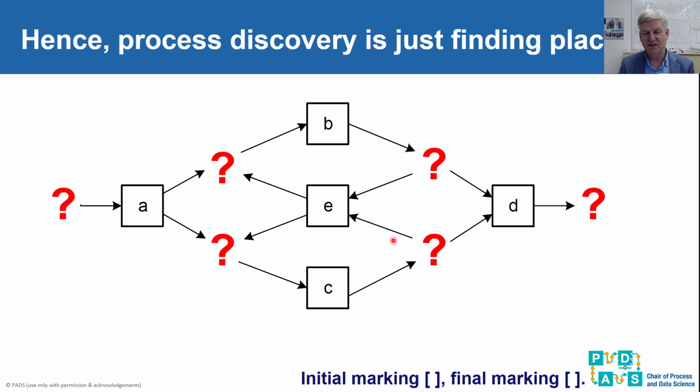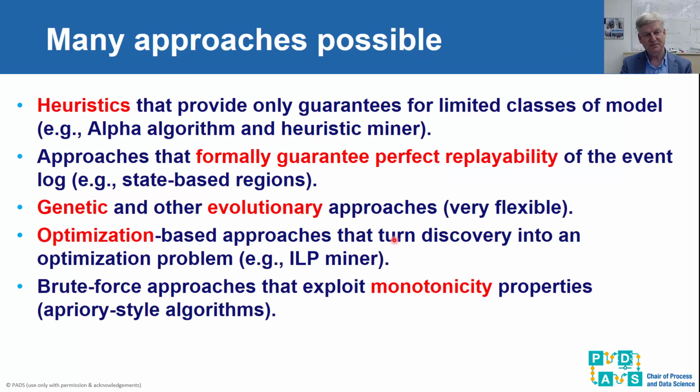So in general, you can think of this problem as discovering places. And if you take a course in process mining, then you will find different algorithms to be able to discover such places. So there are many possible approaches. There are things based on heuristics, like the alpha algorithm and heuristics miner. There are all kinds of approaches that provide formal guarantees, that they prove that under certain circumstances they create a model which is identical to the model from a behavioral point of view that you started with.